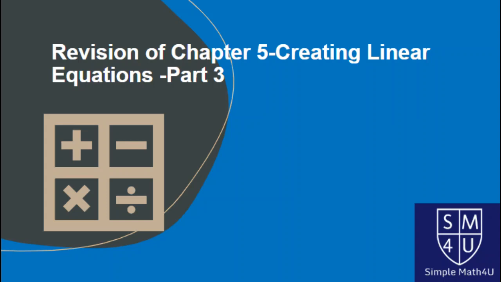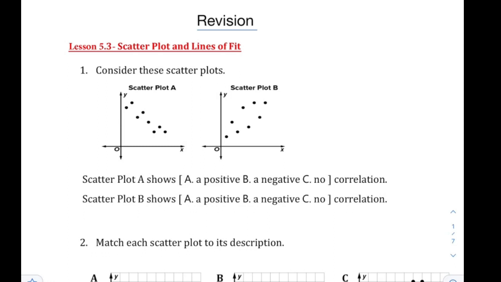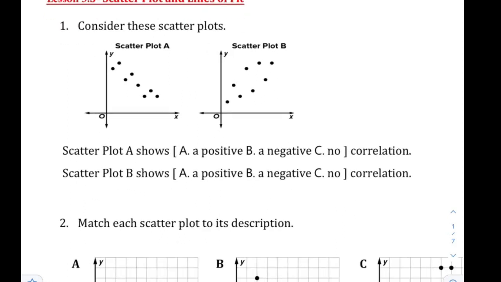Today we are going to revise two lessons. Lesson 5.3, scatter plot and lines of fit, and the other lesson will be 5.4, correlation and causation. Let's start. We are going to solve some questions.